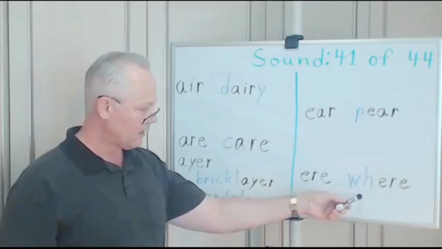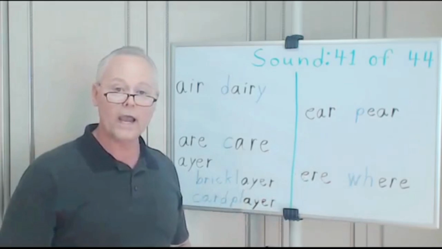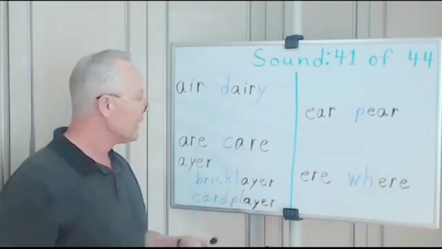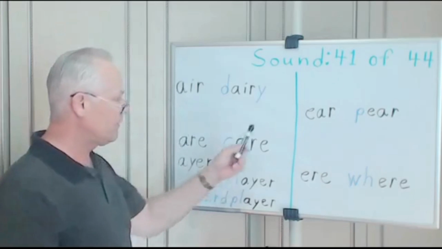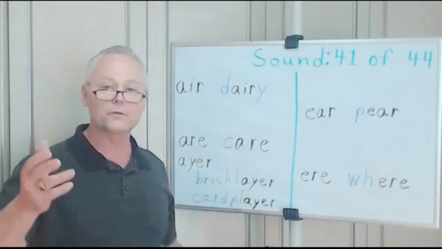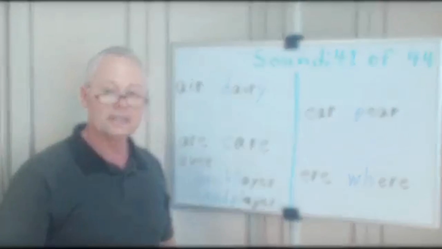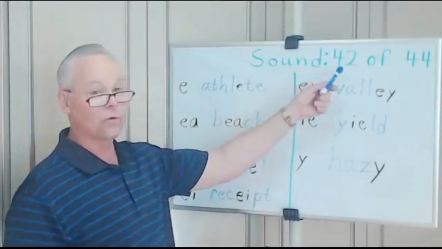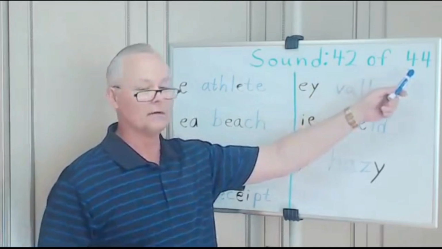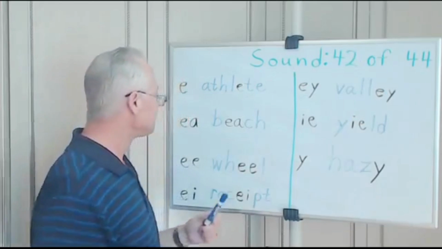E-R-E, we have the sound air. Where? Where? So here we have 1, 2, 3, 4, 5 different letter combinations for the sound air. And that's the end of this lesson. Goodbye.